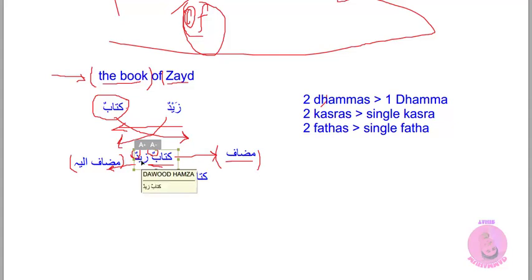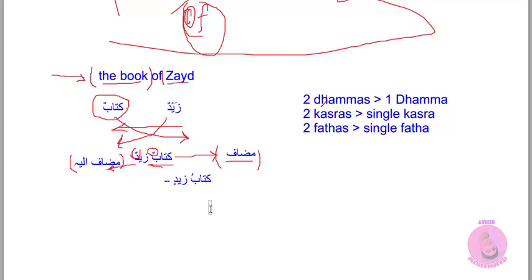In mudaf ilayhi we are just going to change dhamma and fatha into kasra. If we have two dhammas, we will change that into two kasras. If we have two fathas, we will change that into two kasras. And if we have two kasras, that's it, we don't need to change anything. So Kitabu Zaydin is the correct form of a possessive phrase in Arabic, and this means the book of Zayd.